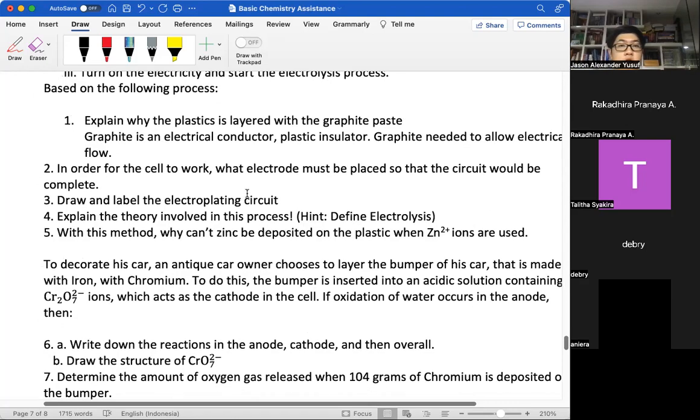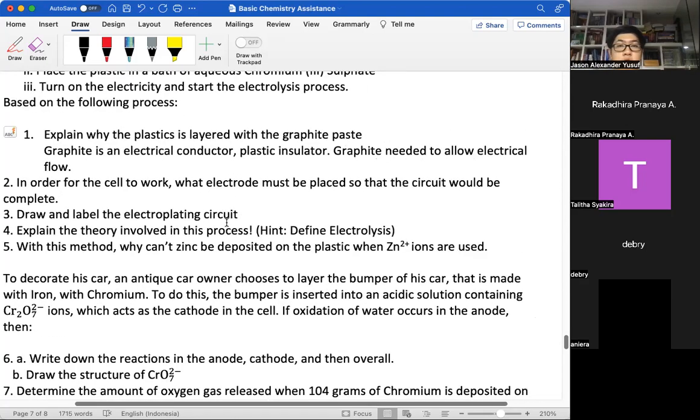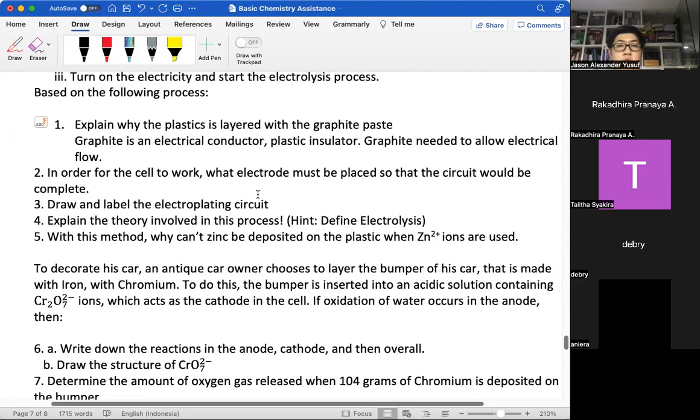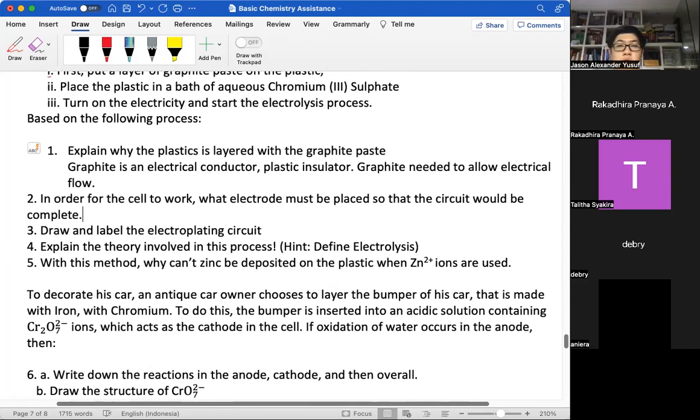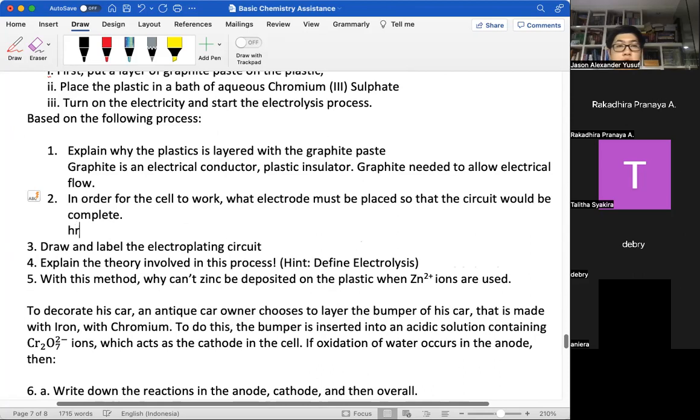Okay, so I won't bother you with this for a while. So in order for the cell to work, what electrode must be placed so that the circuit will be complete? Chromium. Because we're going to use chromium in the solution, and we're going to put chromium on the plastic. So hence we need a chromium electrode.